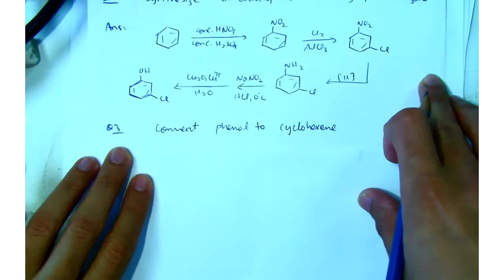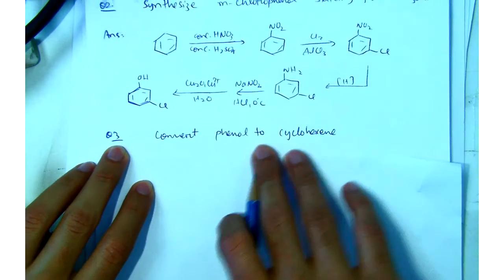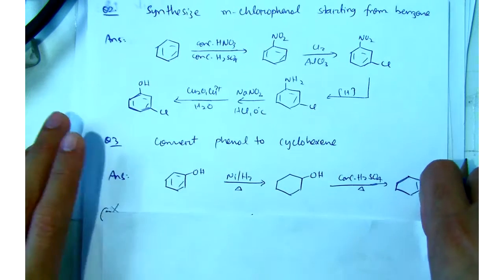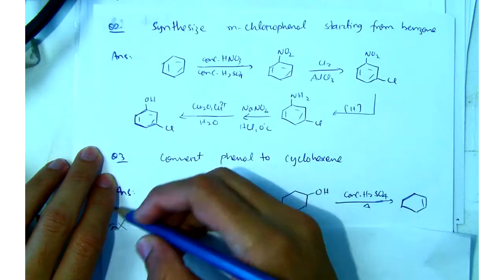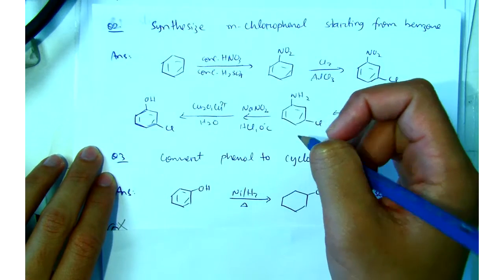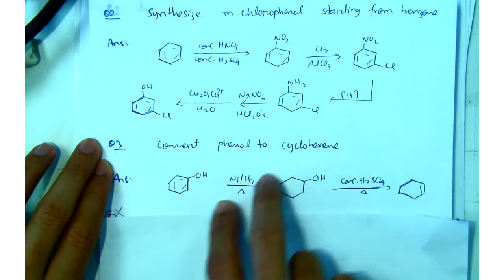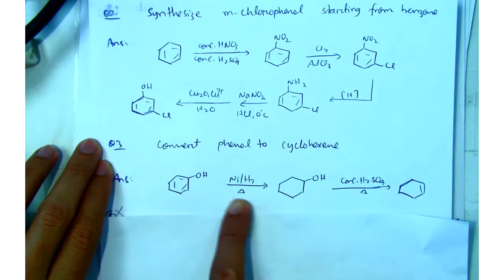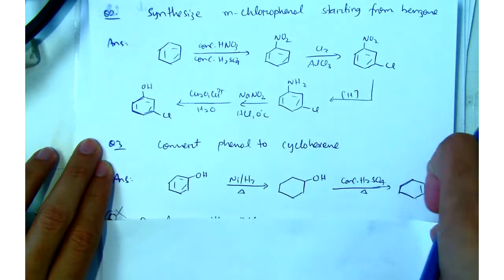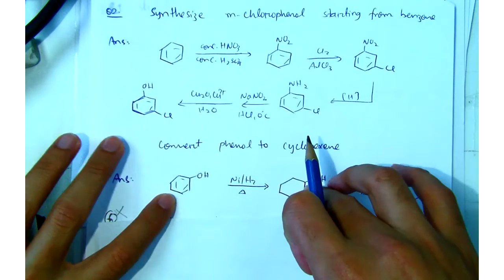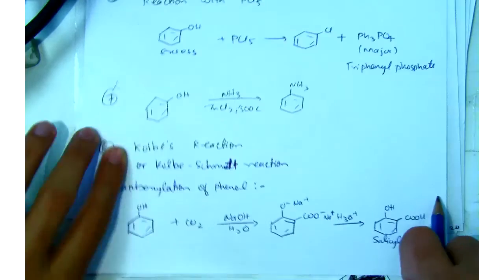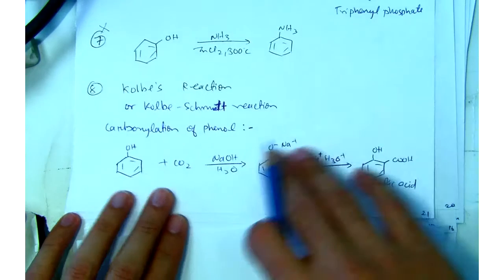Phenol to cyclohexene. Okay. Let's skip this. At high pressure and high temperature, actually you can reduce this and then do dehydration. Okay. But this reaction is actually not that important. Okay. Next we have some special reactions for phenol. Okay.